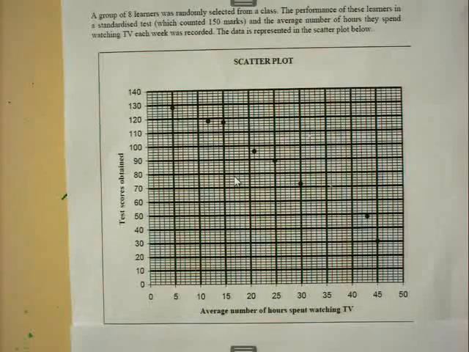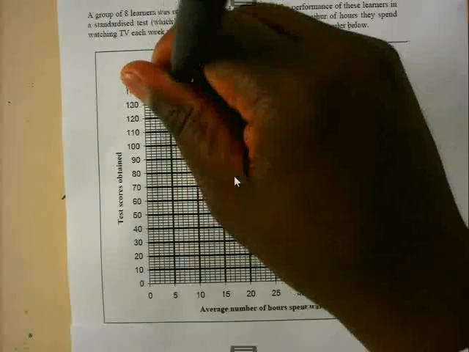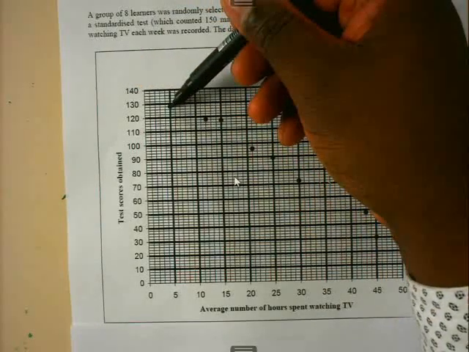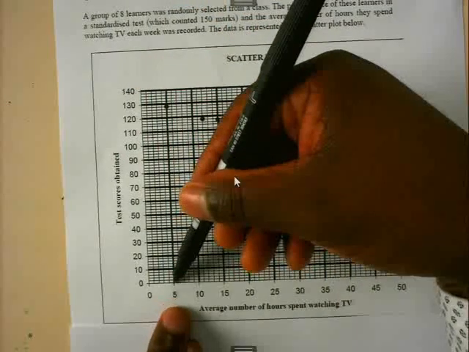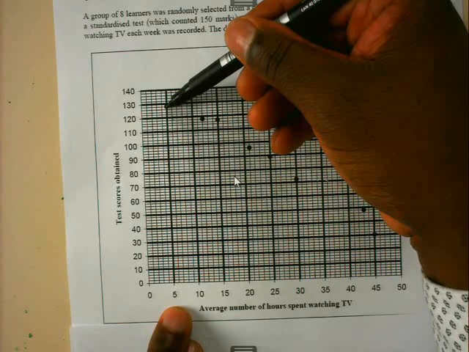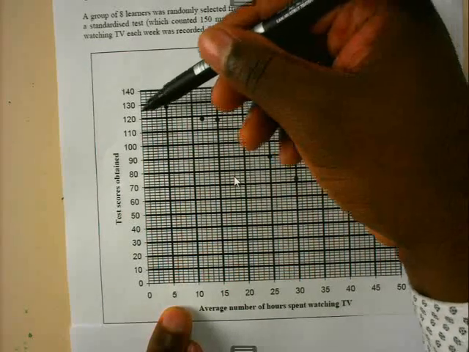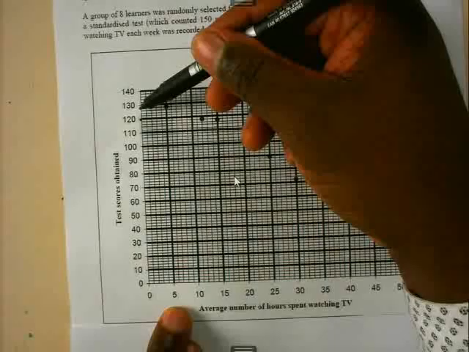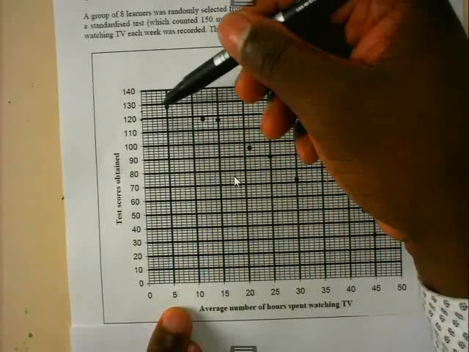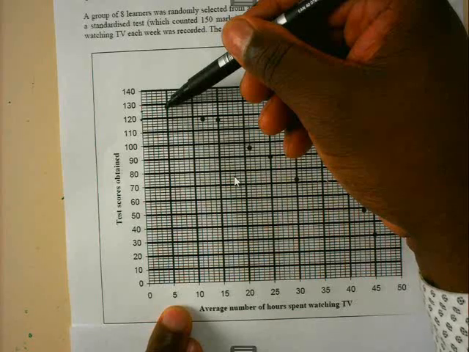The scatter plot. A scatter plot is basically the dots. Check this point. This is the point I'm talking about. I hope you can see it. According to this point, it's 5 here. Number of hours spent on TV was 5. The marks obtained, it's 120 here. Somewhere between 120, it's going to be 125, somewhere around 127, 128. 128 marks out of 150.